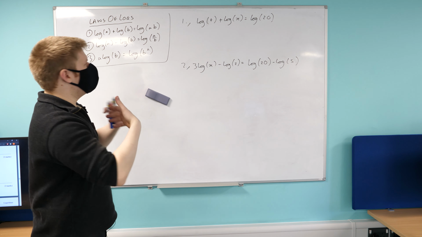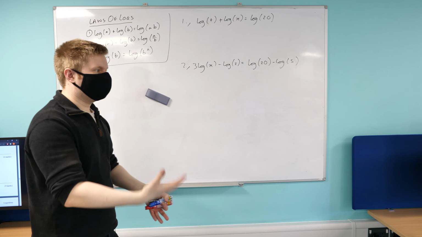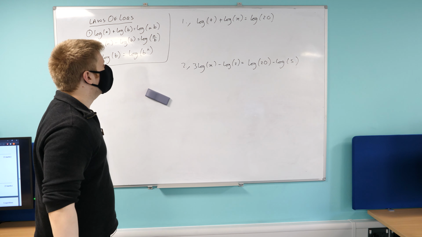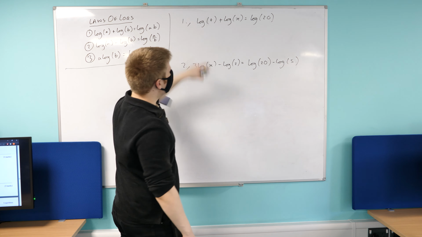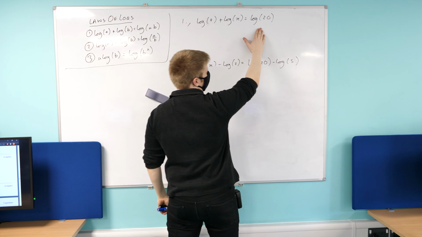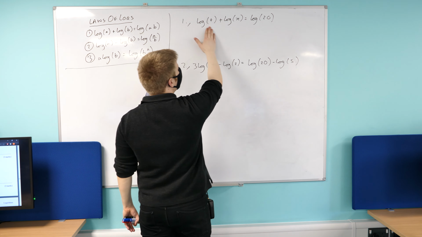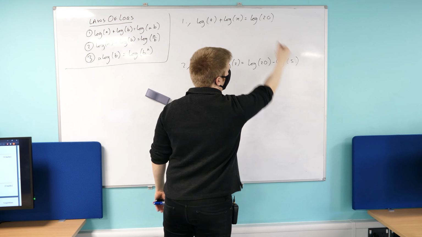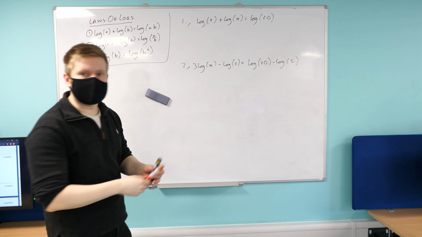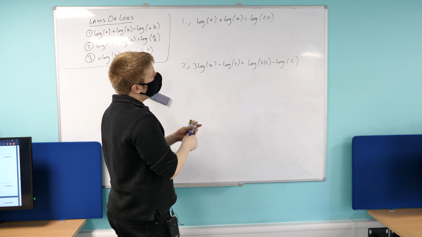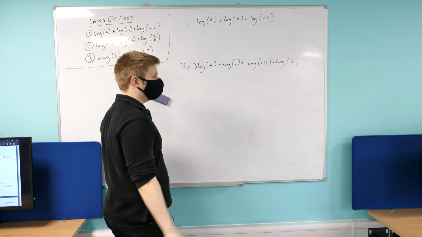But again, the best way of learning them is just doing loads of practice with them, and then they'll just become like second nature. Okay. So let's have a look at question 1. So here I haven't given you the base at all. The reason being is I don't care what that base is, okay? So log of 4 plus log of x equals log of 20. Okay, fantastic. So can you tell me then how to go about answering this?